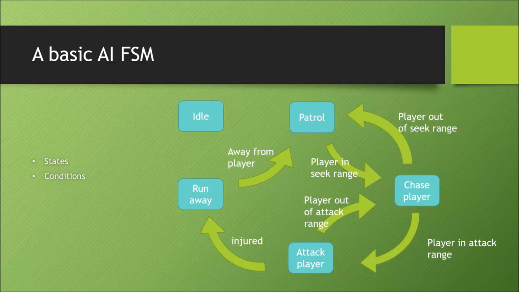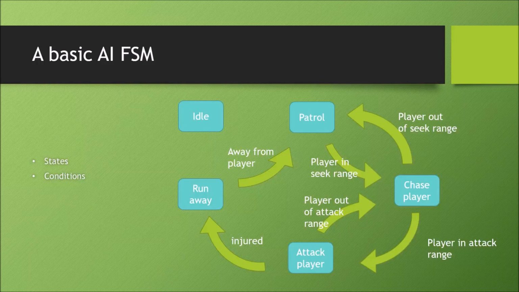Now then we have the interesting parts, which are all the conditions, which describe how you're changing from one state to another. So as you can see, there's quite a few. In the chase player state, if the player is out of your seeking range, you have to go back to patrolling. But once you're in patrol, if the player comes back into your range, you can start chasing the player again. If the player is then in your attack range, you can go into attack mode. But then if he's back out of your attack range, you have to go back to chasing the player.